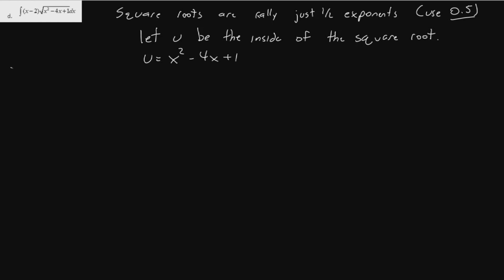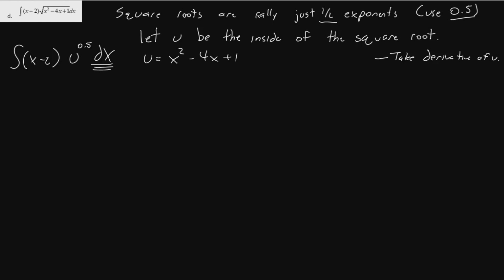This will change my integral. Now, if I replace the inside of that square root with this u, I'll have x minus 2 times u to the 0.5 power. You can write it as a fraction also, but I'm going to use the decimal because it's a little easier to handle mathematically. But now that we know what u is, remember that we have to include that dx, and we need to replace that dx with something else. Our first step toward that is to take the derivative of u.